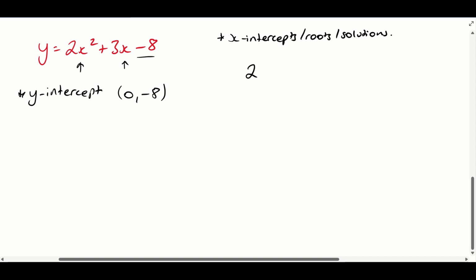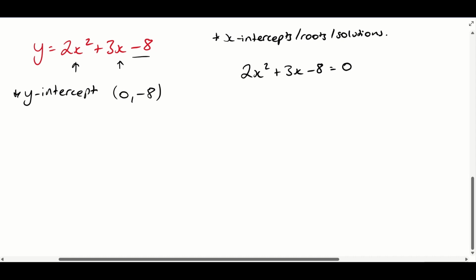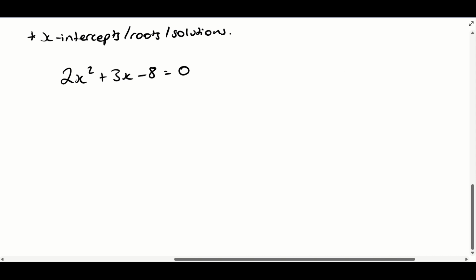So I take my 2x squared plus 3x minus 8, and instead of being equal to y, well, y is now 0. So we put it equal to 0. And now we have to try and solve this. Now, this isn't as easy as just factorizing. This is a little bit more complex. So the first thing I'd probably do here is divide everything through by that 2 out the front. This 2 out the front is quite nasty, right? So let's get rid of that. We end up with x squared plus 3 over 2x minus 4 is equal to 0.